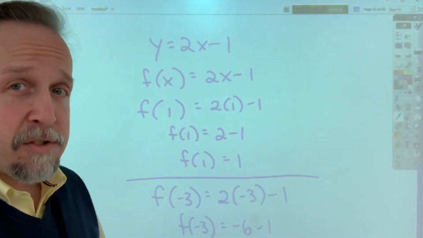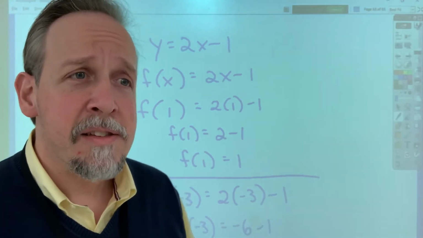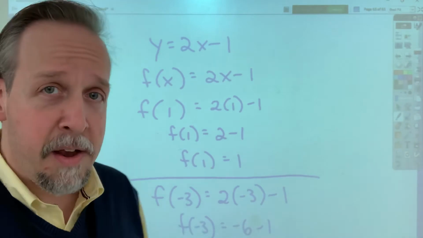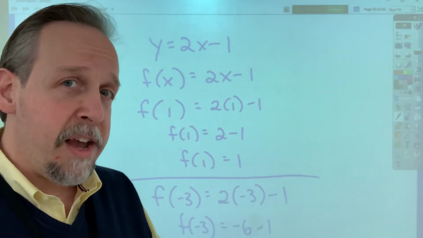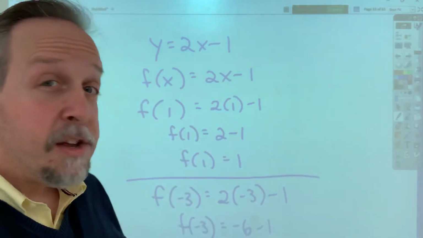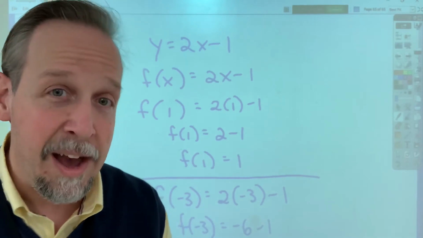Again, that's the answer. You're not dividing by negative 3. Don't do that. It's not a coefficient, and f is not a variable. It's function notation that tells you your input is negative 3, and then your output is negative 7. So the coordinate negative 3, negative 7 is a coordinate on our function.